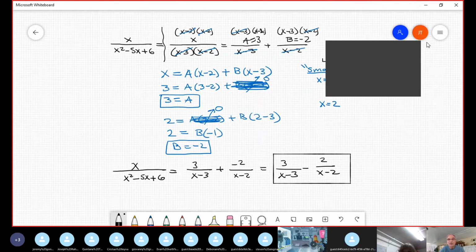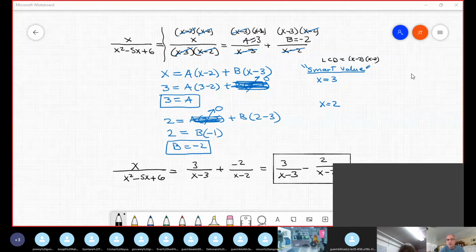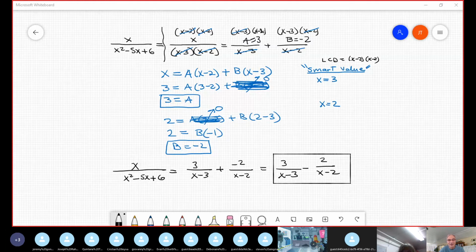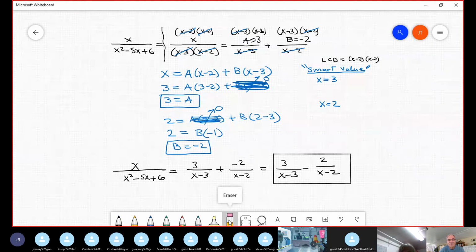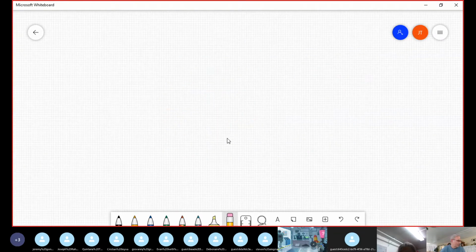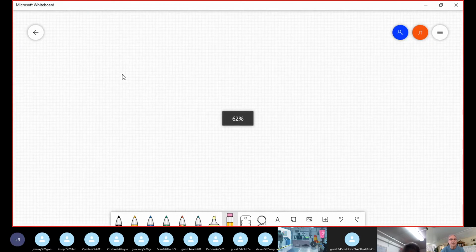Okay. Let's see another example. Of course, I complicate it a little bit, huh? Thank you, Yona. Okay. Let me see. Example number 2 is when you have a repeated linear factor. It is the second case. One example of the second case. Okay, look.